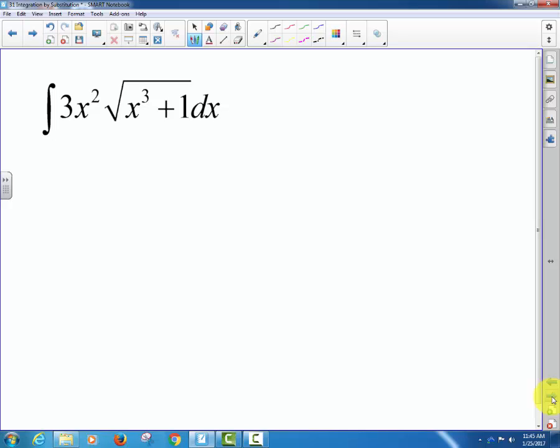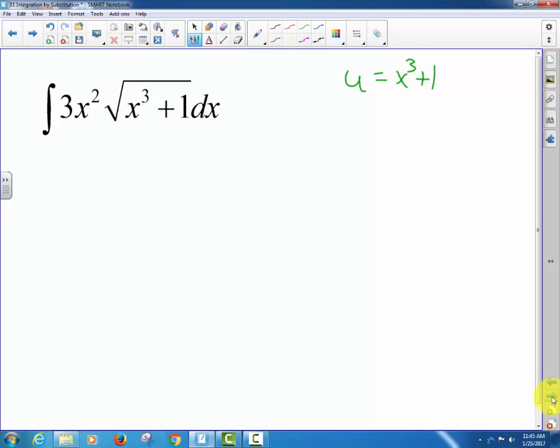What do you think u needs to be there? U needs to be x cubed plus 1. Hopefully, some things are jogging in your memory that says, hey, this is kind of like chain rule for derivative. It is chain rule backwards.